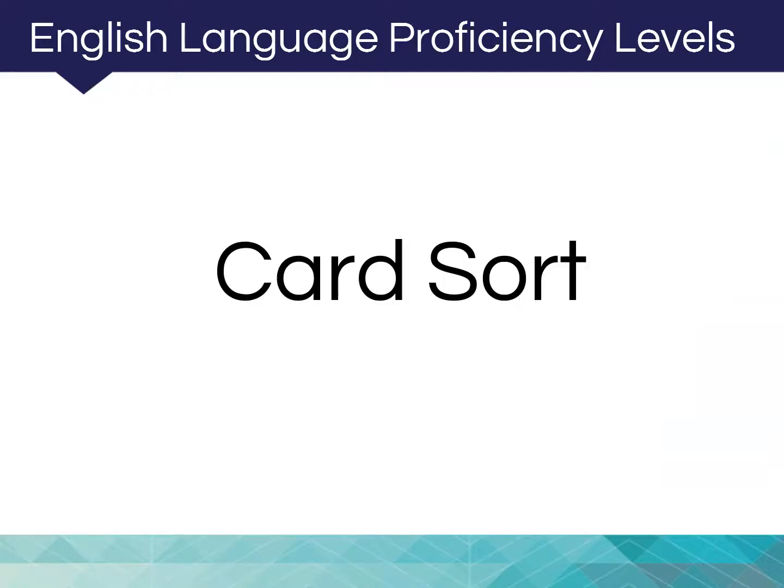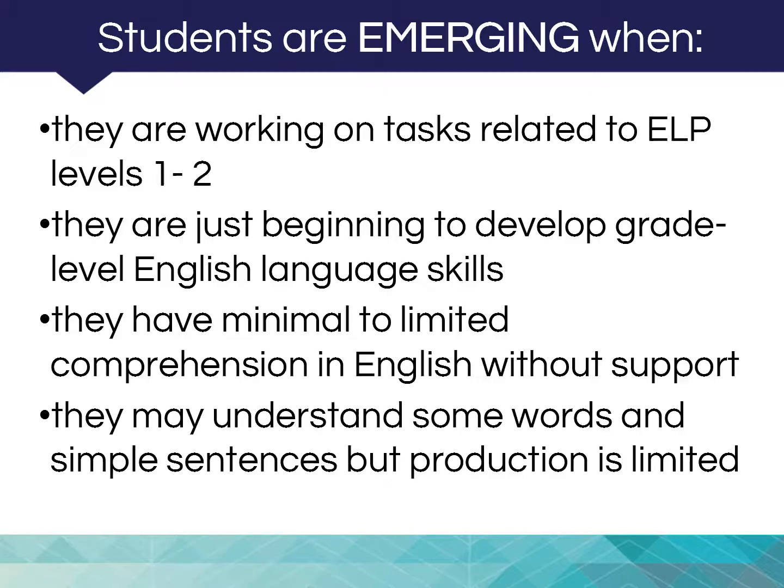To understand the 3 levels of English language proficiency, the group will work together to complete a card sort to discuss the student characteristics of students at the 3 levels of emerging, progressing, and nearly proficient. The materials for the card sort can be found at the end of the viewing guide. At this time, pause the video to complete the card sort. When you are finished, press play again to check your answers.